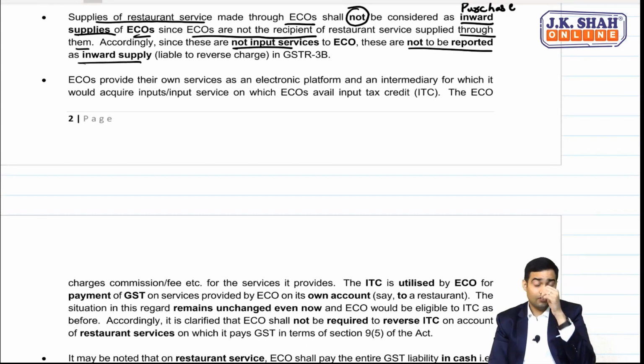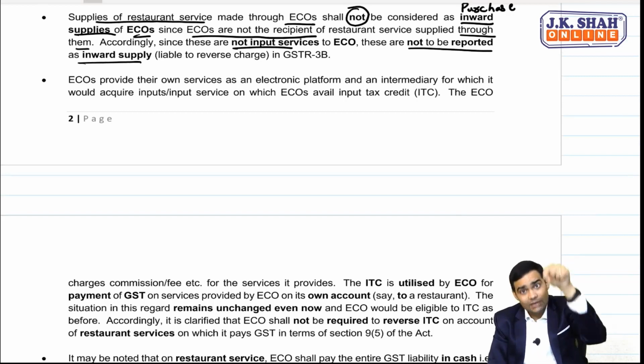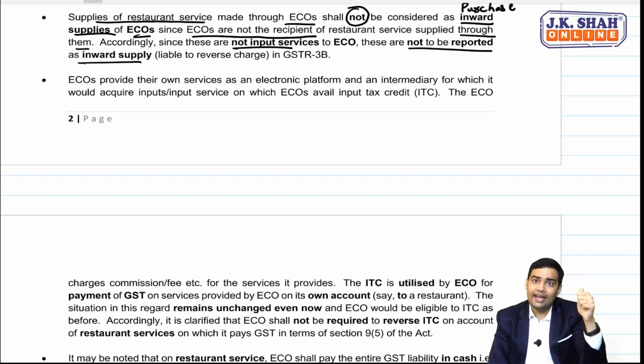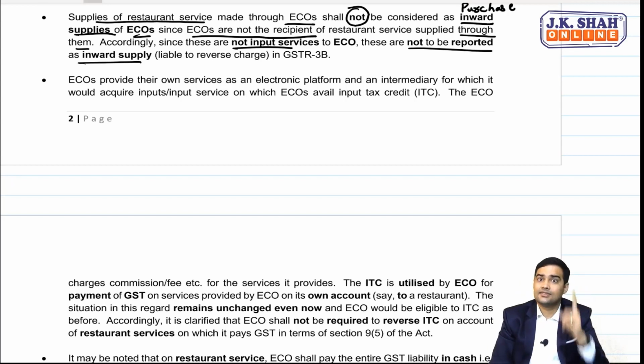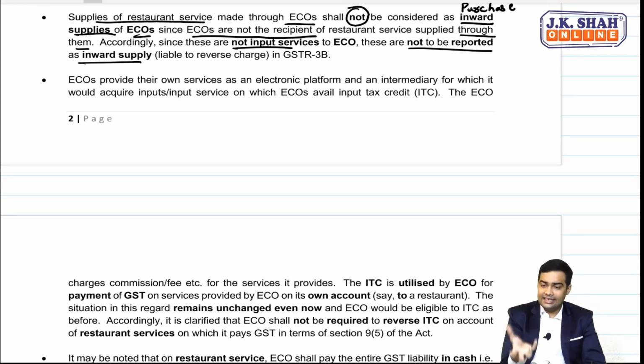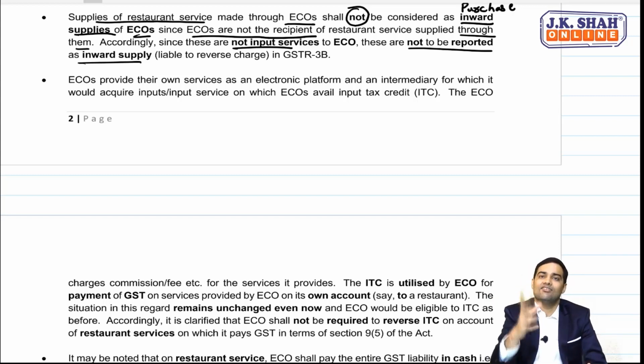Okay. Now, one important question was, can Eco use its input tax credit to pay 9.5 taxes? Think about it. Can Eco use its input tax credit to pay 9.5? Is it a supply by Eco? The answer is no, it is not a supply by Eco. This has to be paid through eCash. Plus, this is not an exempt supply for Eco. It will not lead to any ITC reversal.